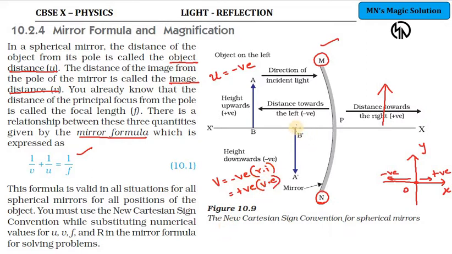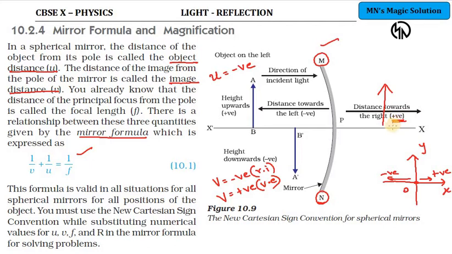See, a real inverted image will always be formed in front of the mirror. That is why, for measurements towards the left, we have it as what? Negative. But you can see here, for a virtual erect image, it is formed towards the right of the mirror, and distances towards the right are measured as positive, and therefore the v value is taken to be positive for a virtual erect image.